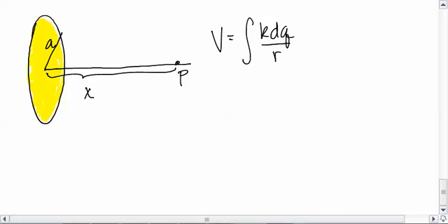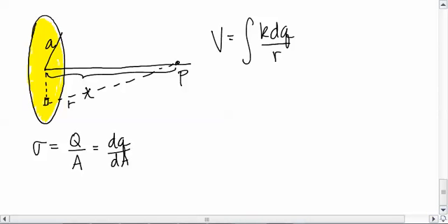Now let's look at a bit of charge. I don't have anything drawn down here, so I'm going to look at a little chunk of charge right here. That little chunk of charge is a distance R from point P, and it's some distance from the center there. Now, if our charge is uniformly distributed, that means that the charge per area is constant, or that dq over dA is sigma. So let's make a dq substitution just like we did before. So dq would be sigma dA.